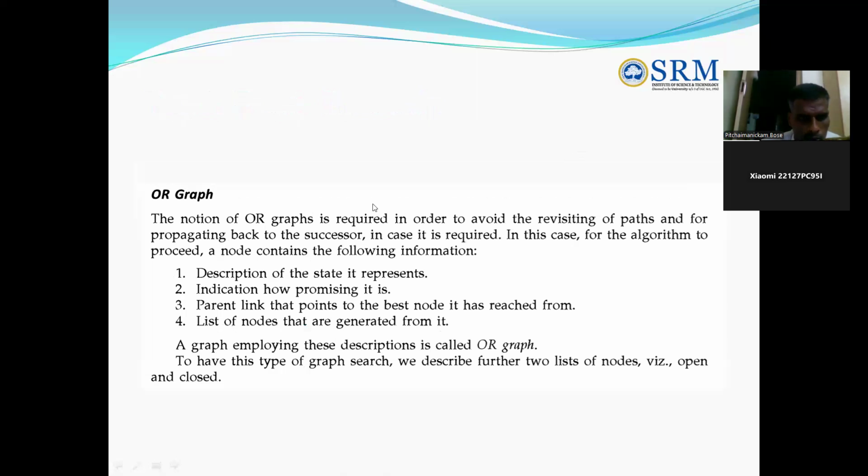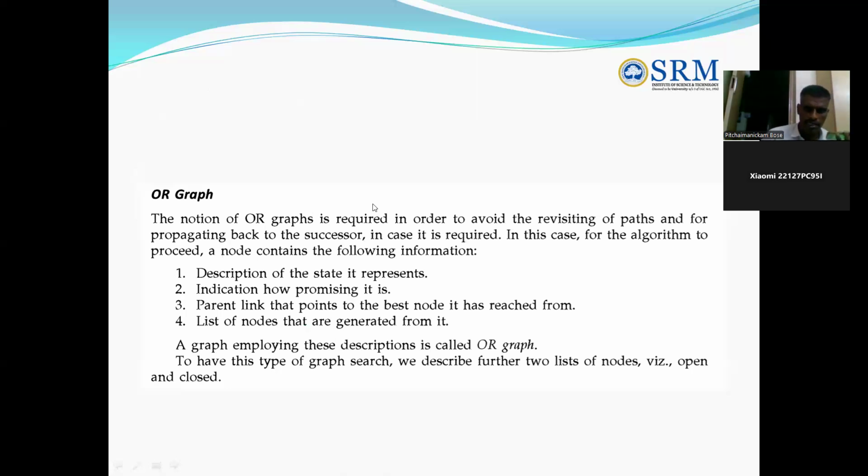Here we just introduce one notation that is called an R graph. The notation of the R graph is required to avoid revisiting the paths, so there is no need to propagate back to the successor even if it is required. Here is how we are going to proceed with this algorithm. That is one more important piece of information.